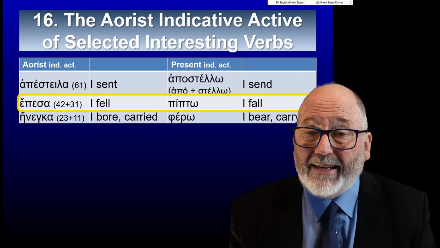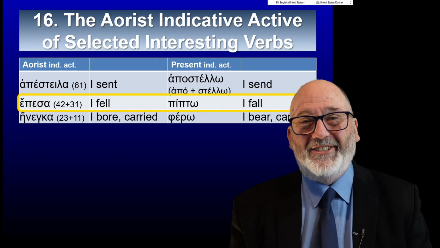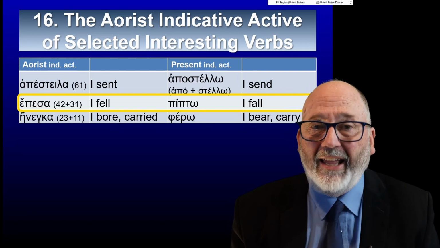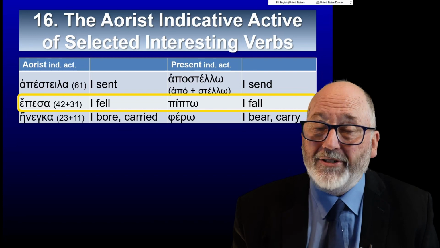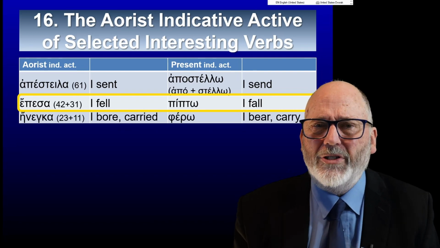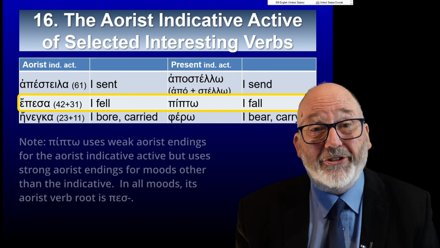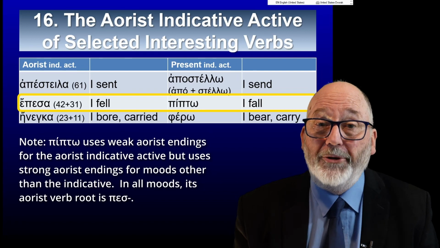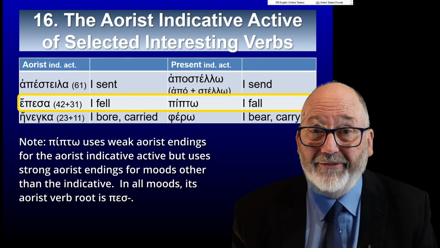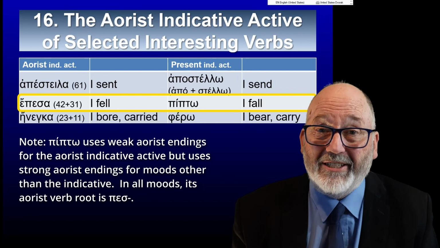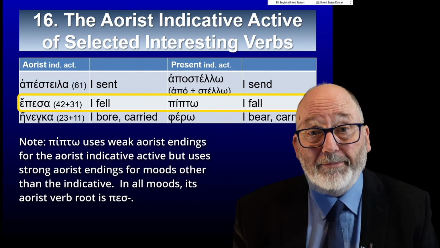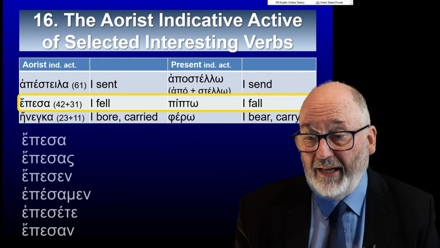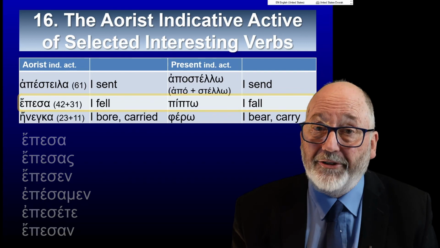Πίπτω is ἔπεσα. Now, this is interesting because πίπτω changes its root in the aorist, and verbs that change their root in their aorist are normally strong aorists and use strong aorist endings. And it is true that πίπτω does in fact use strong aorist endings in moods other than the indicative, like the infinitive and the subjunctive and the participle. But in the indicative mood, πίπτω uses the weak aorist endings, and it goes ἔπεσα, ἔπεσας, ἔπεσεν, etc.